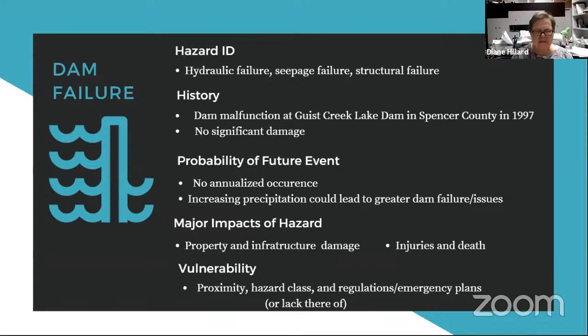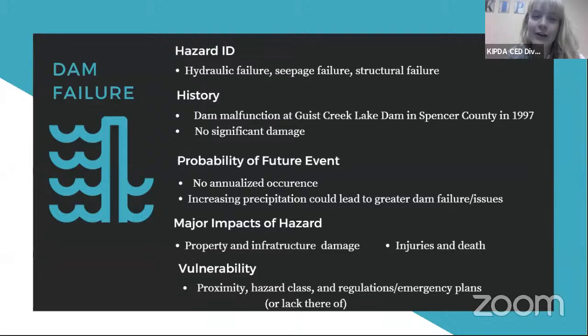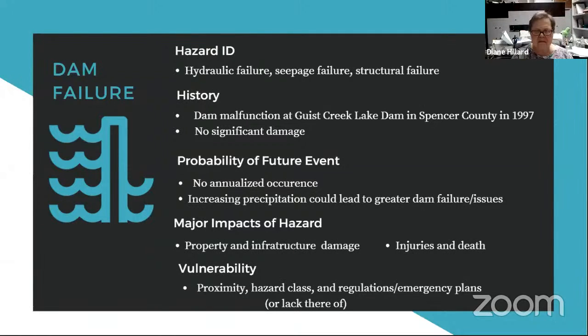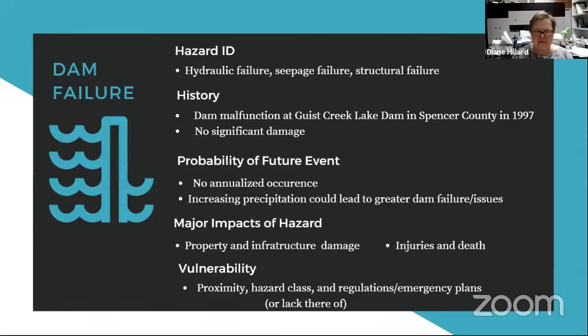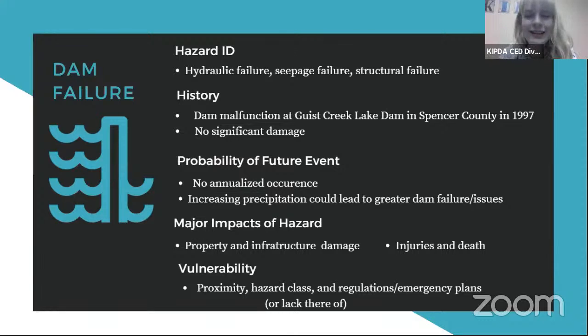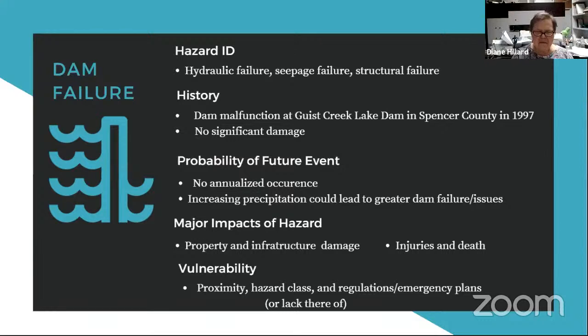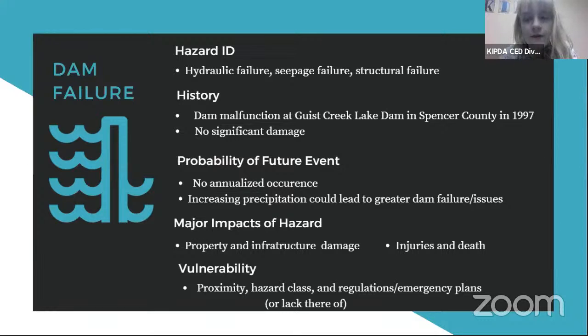First, we'll talk about dam failure. Dam failure can be caused by a hydraulic failure, a seepage failure, or a structural failure. We don't have any history of dam failure happening really in our KIPTA counties. There was a dam malfunction almost 25 years ago at the Geist Creek Lake Dam in Spencer County, but it didn't really cause any serious damage or property damage. So we haven't had a major dam failure event in the KIPTA region.